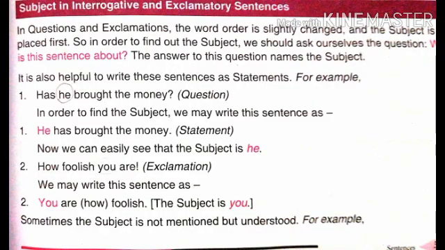Now let's turn to the pattern of identifying the subject in the exclamatory sentence. In the exclamatory sentence, just find out the noun which is coming there. Take the second question, how foolish you are. Which is the noun coming there? It is you. So that will become the subject.